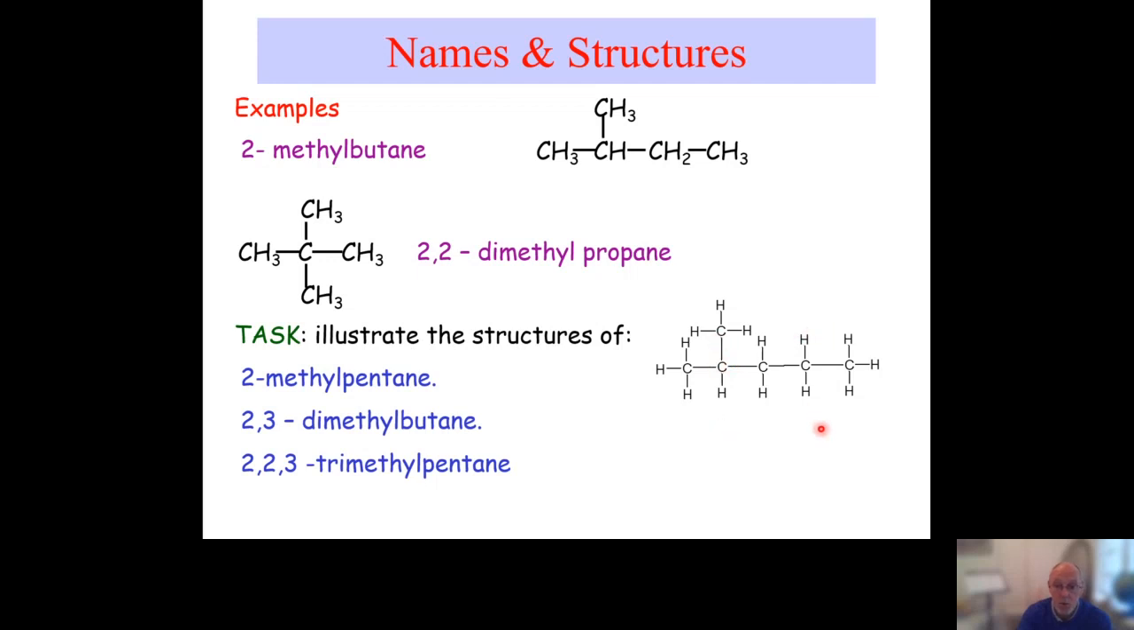It could be down here, or it could be down there, or down there. So you can draw it. It doesn't matter which way around you draw it. They're all the same thing.